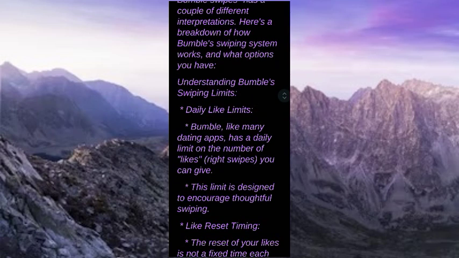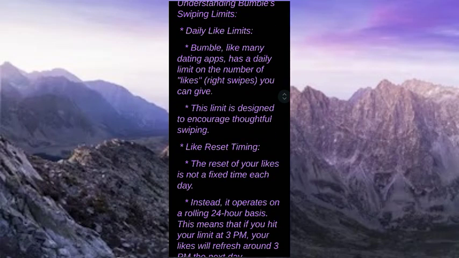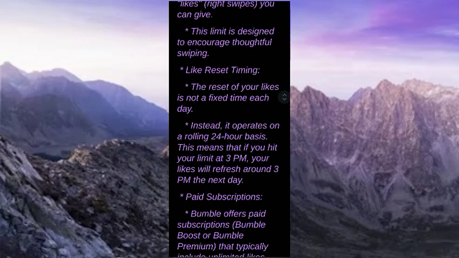Bumble, like many dating apps, has a daily limit on the number of likes or right swipes you can give. This limit is designed to encourage thoughtful swiping. The reset of your likes is not a fixed time each day. Instead, it operates on a rolling 24-hour basis. This means that if you hit your limit at 3 p.m., your likes will refresh around 3 p.m.